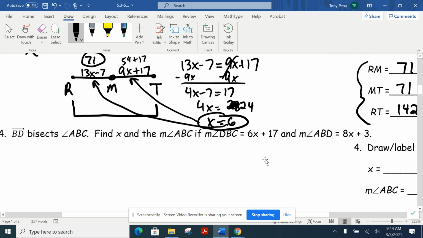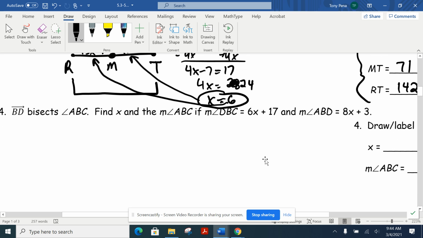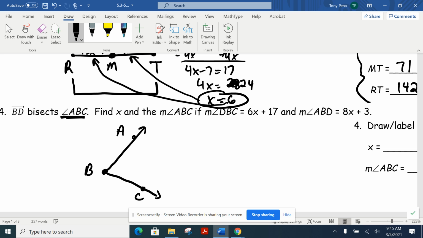Number 4, similar idea, just an angle bisector. So this one is now going to ask you to draw angle ABC, similar to the one that we did earlier. So just draw an angle. Doesn't matter how big or wide it is; it won't necessarily matter. So then let's put A up here. B must be your vertex. And then C is going to be down here.